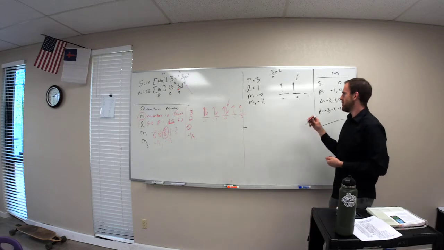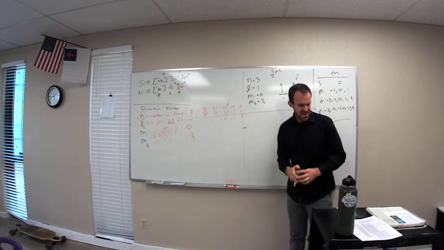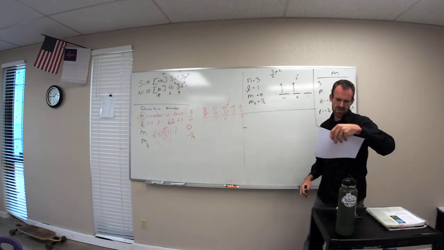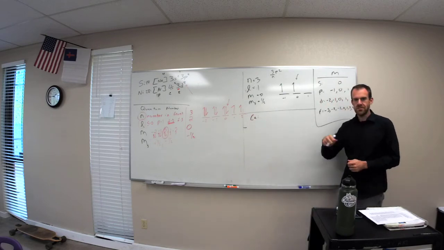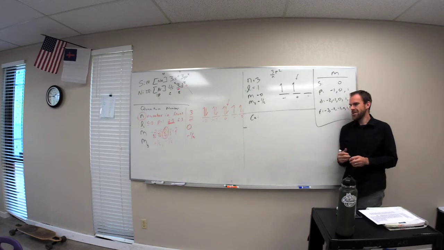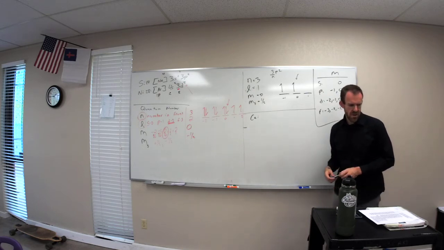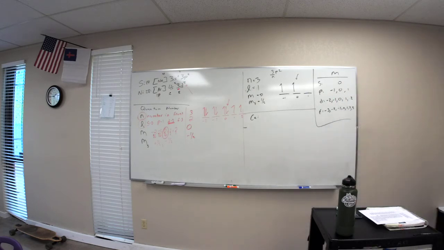Okay, let's try another one. What's the ground state electron configuration for calcium? Go. Here's your periodic table. Calcium's on the left side. The back of your test has a periodic table. You should be able to do that quickly.